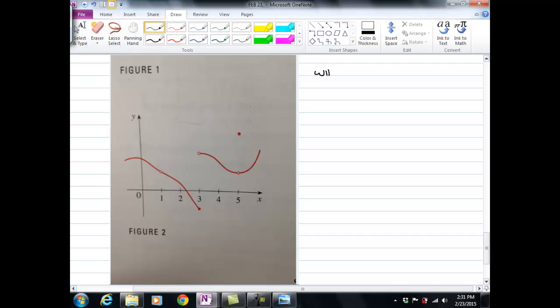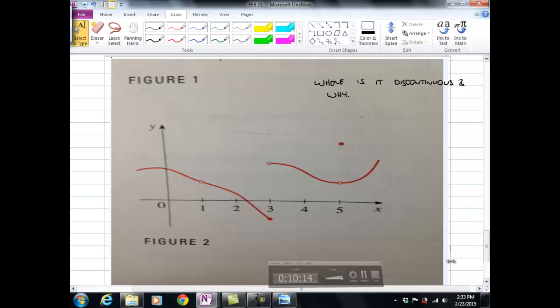Where is it discontinuous? Discontinuous. And why? So tell me, which rule does it violate? It could be more than one. Could be all continuous. Or it could be just one answer. Write down. I'm going to walk around, share with your neighbors. Annika, give me one point where it's discontinuous and why.